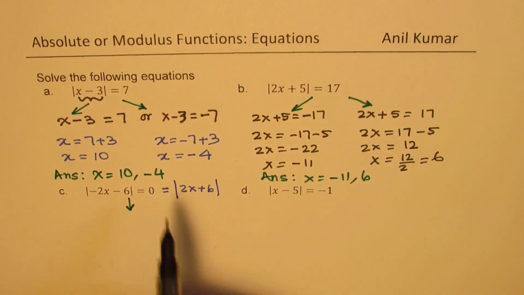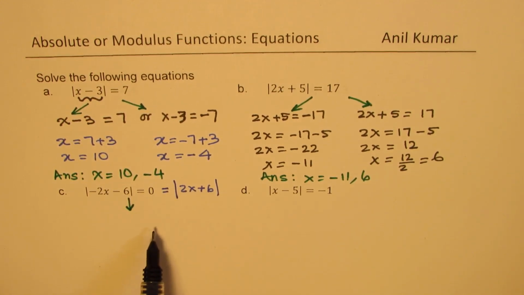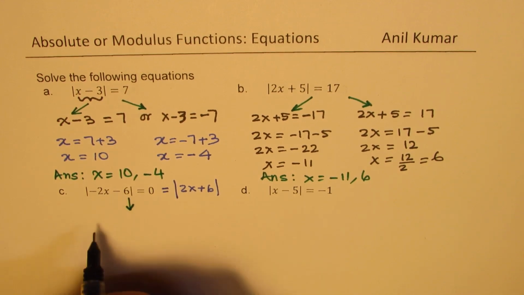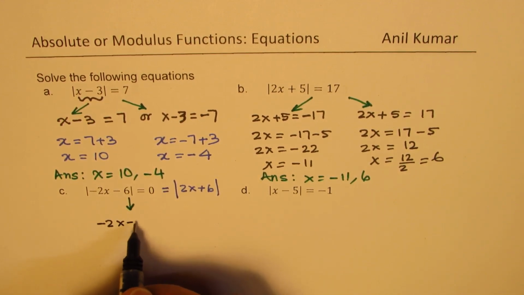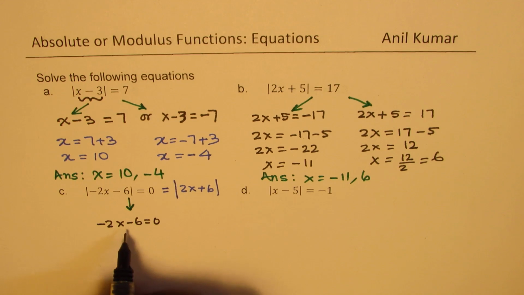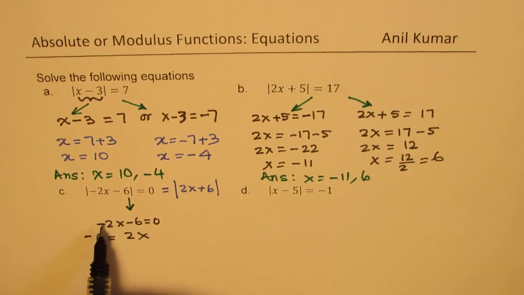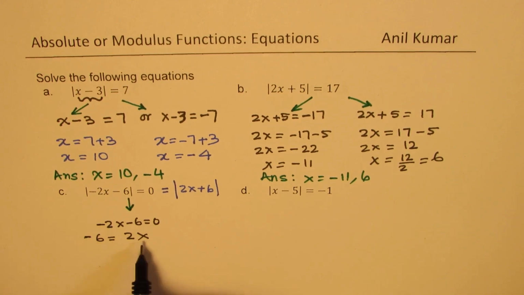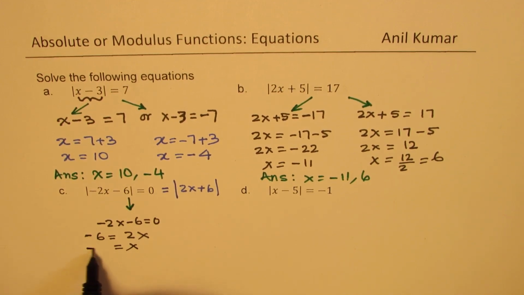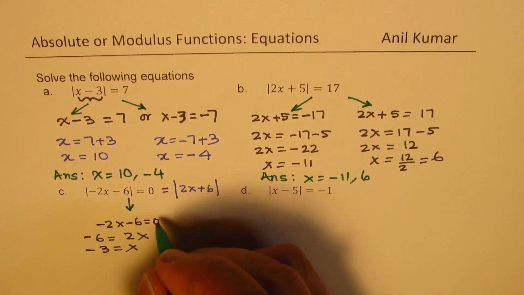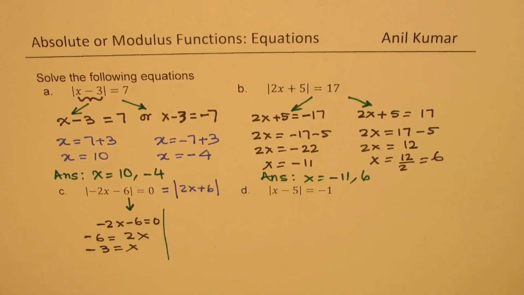Perfect. Anyway, if you want, you can change this equation to 2x plus 6 and then solve, or you can keep it as such and make it equal to 0. No problem. So let's keep it as such. So we have minus 2x minus 6 equals to 0, and then we have minus 6 equals to 2x, correct? Taking this to the right side and dividing by 2, we get minus 3 as our answer. Is that correct?